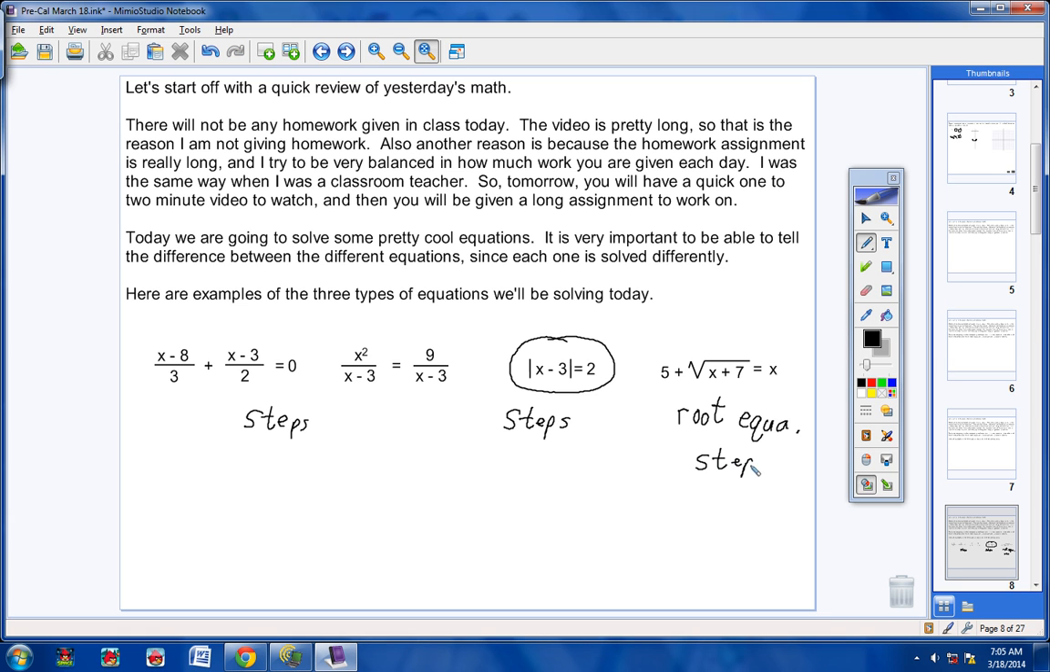So once again, do you see the difference? I think it's really easy, but I want to make sure you can. These are called rational equations because we have rational expressions or fractions. These equations are called absolute value equations because you have an unknown inside the absolute value. And this equation here is called a root equation because it has an x inside of a square root. Okay?